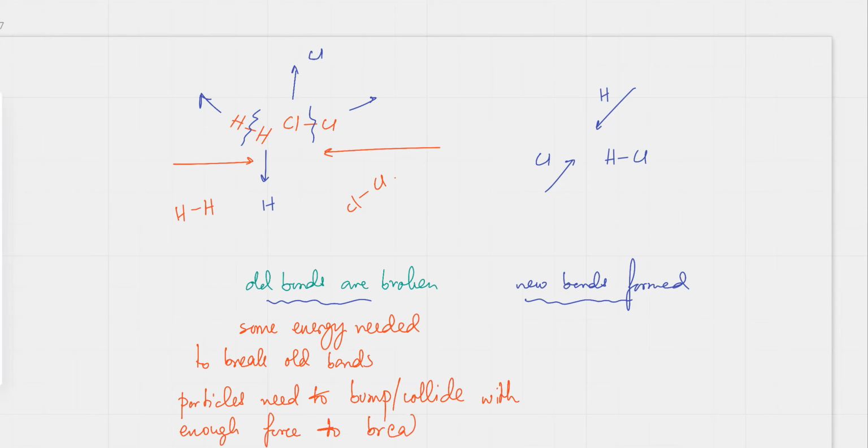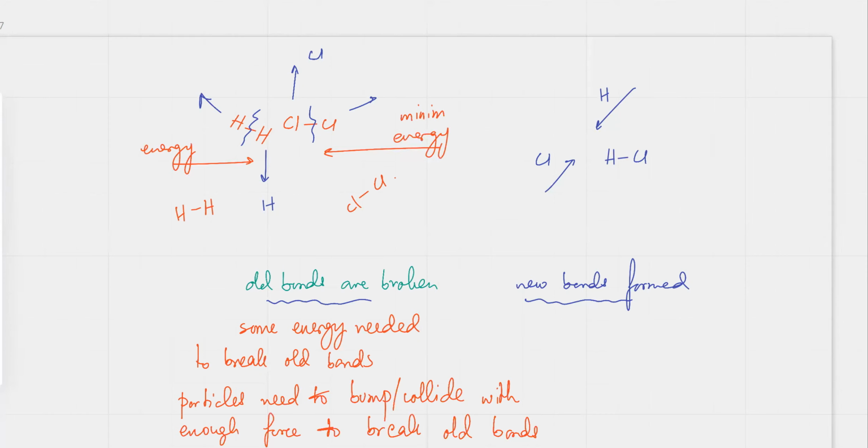To break the old bonds. So what I need to do is, the particles need to bump, and they need sufficient energy that they violently collide and all the old bonds break. Okay, so some minimum energy is required.